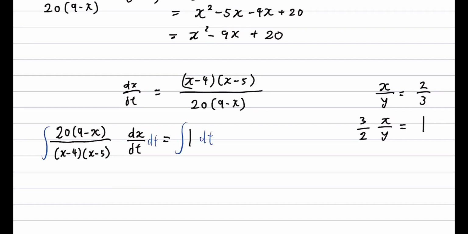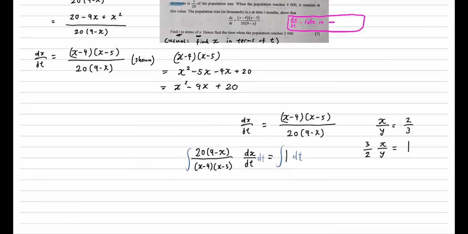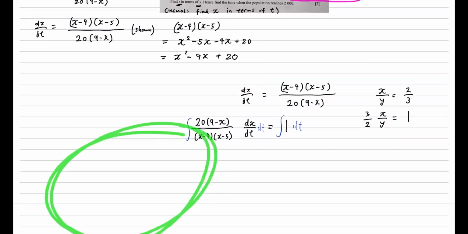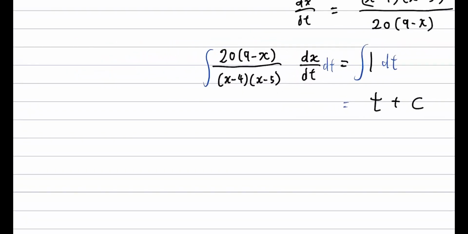Wow, this one I'm going to take a lot of space. Wait, let me rearrange my working. I need more space. I'll move it all the way to the right. Okay, a lot of work on the left. Okay, let's go. So integrate 1 first, we get t plus c constant. Here, wow, very challenging. Let's take a look how we can simplify this.